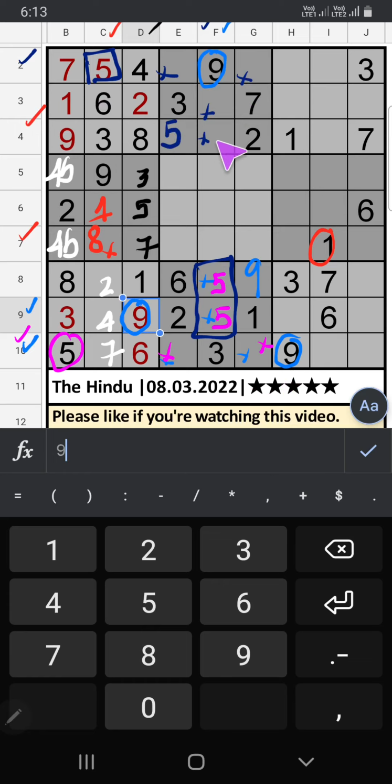Fourth row, 2 numbers are remaining, 4 and 6. Column I, we have 6. So 6 can't come in this cell. 6 is confirmed here. Then 4 is here. Second grid, 3 numbers are remaining: 1, 4, 8. Second row, we have 4. So 4 can't come in these cells. Then 4 is confirmed here. Then only 2 numbers are remaining, 1 and 8. Column G, we have 1. So 1 can't come in the cell. 1 is confirmed here. Then 8 is here.